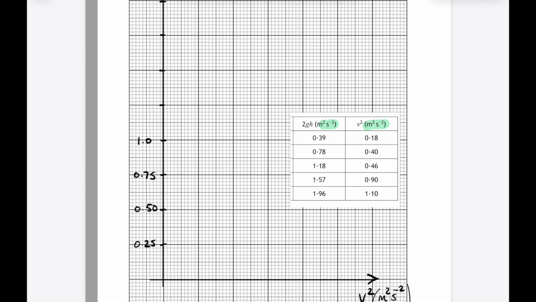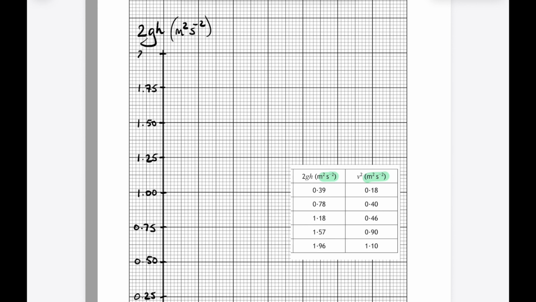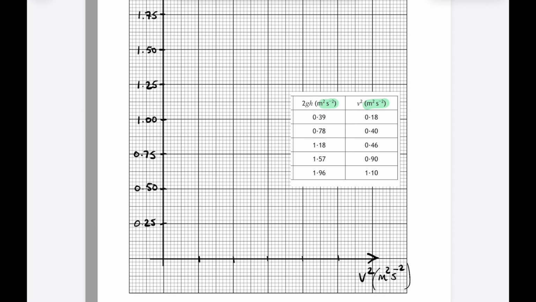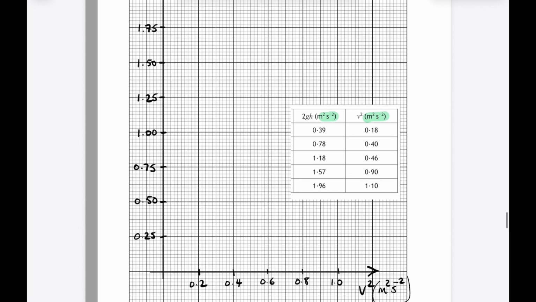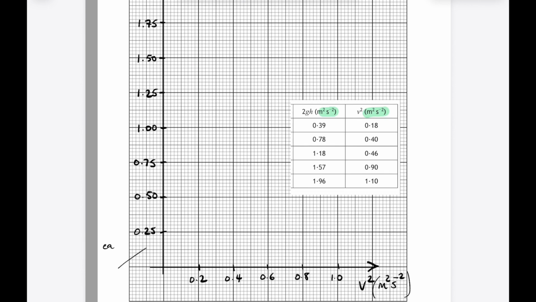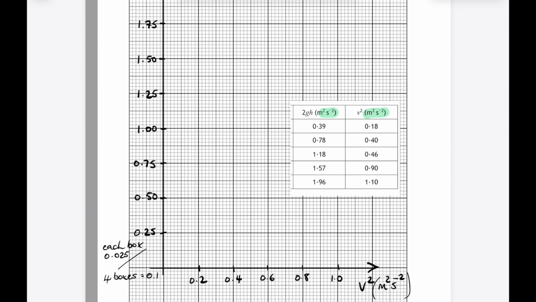So I'm going to go up in 0.25s, which is maybe not the best idea, and I'm going to go along the way in 0.2 intervals. Now my y-axis is going to be a wee bit tricky here because each small box is going to be 0.025. So 4 small boxes will be 0.1. It's a bit clunky, but it fits it onto the screen here. So let's plot these points then. My first point was 0.18 on the x-axis and 0.39 on the y-axis. So I reckon that's about there.